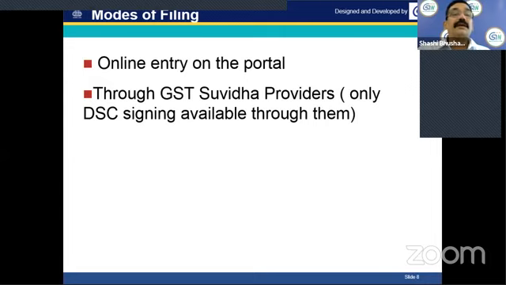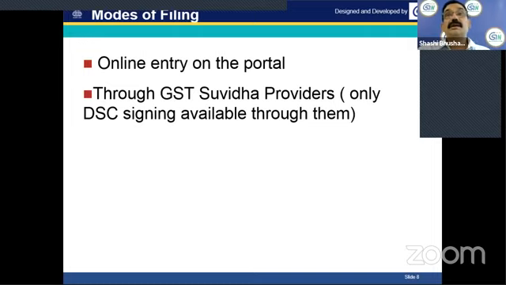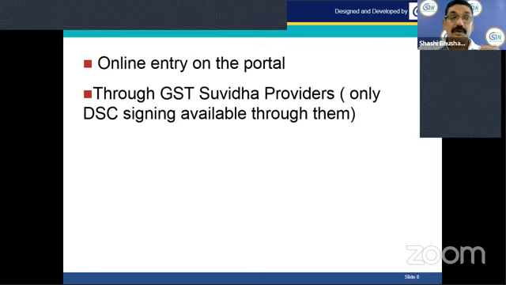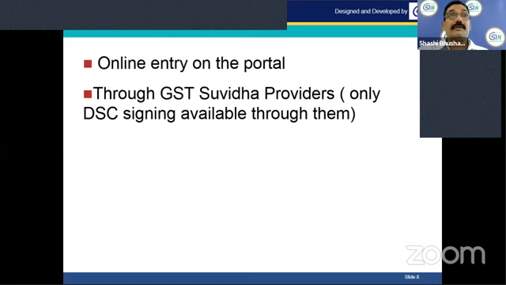Now there are two modes of filing that are presently being made available to the taxpayer. One is that they will have to come to the portal and enter the details online and make payment on the portal. Another mode that is being enabled is through GST Suvidha providers, that the GST Suvidha providers can, through API connectivity, connect to the GST system and file their return, but only DSC signing will be available for them. If the taxpayer wants to do EVC signing, then he will have to come to the portal and apply the sign on the portal if he is filing through GST Suvidha provider.